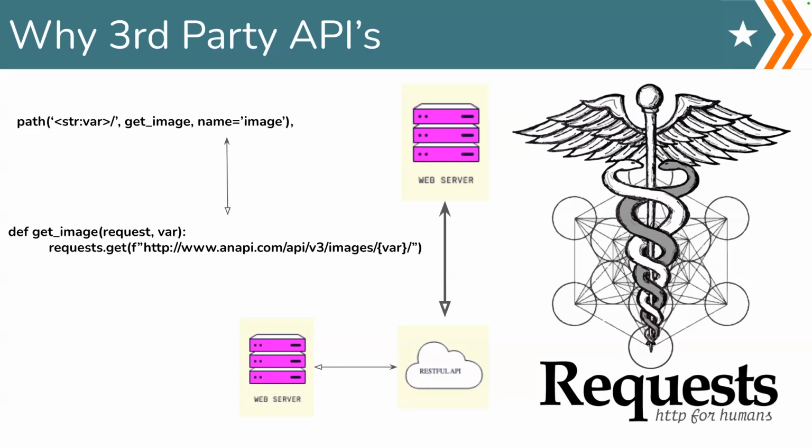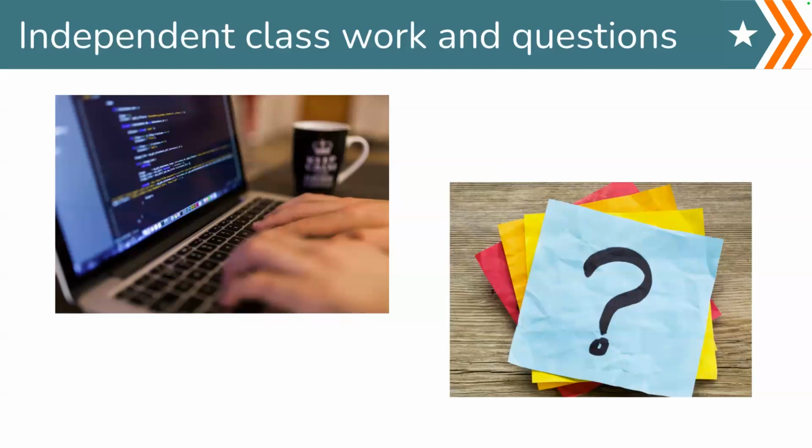Now we can see there that the request gets sent to anapi.com and they have their own version, their own images, and their own variable that they accept. Well, in our function, we just send that through, wait for that response, and then we process that on our server. All right. At this point, does anyone have any questions over what we'll be covering today?